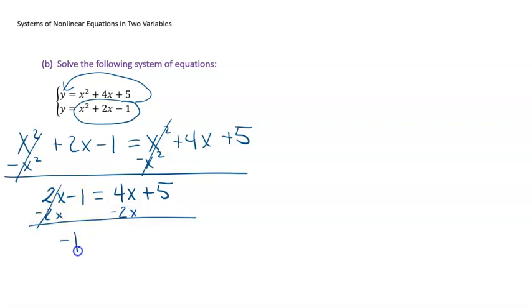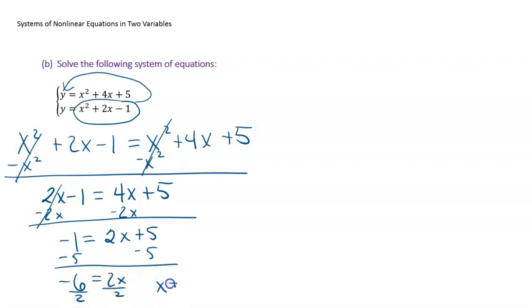That cancels. I got negative 1 equals 4x minus 2x, which is 2x, plus 5. Now what am I going to do? Solve for x, right? So you know the drill. Subtract 5 from both sides. So you got negative 6 is equal to 2x. Well, now what? Divide both sides by 2? Yep. X is negative 3. This time I only got one solution.